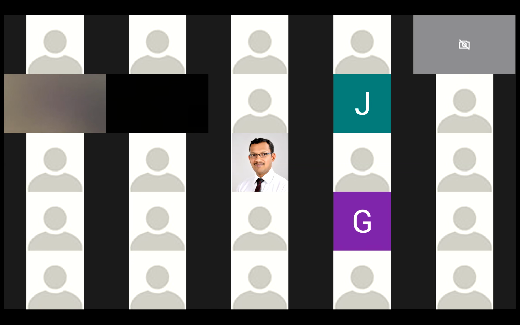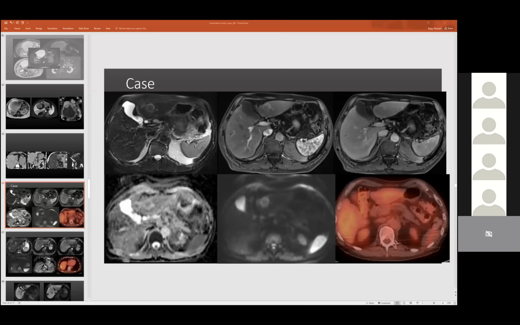And David is saying that the chemotherapy-associated steatohepatitis is called CASH. Chemotherapy-associated steatohepatitis, CASH. Okay. Can you all see my screen?